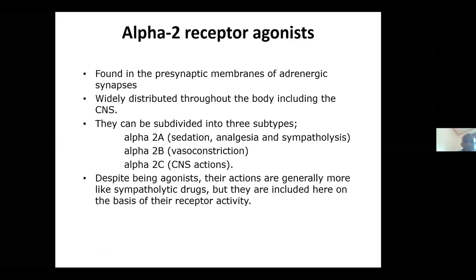So these alpha-2 receptors also, I talked about them. You remember I said that they have inhibitory effects, okay? They are G inhibitory receptors, which means that they reduce cAMP, okay?